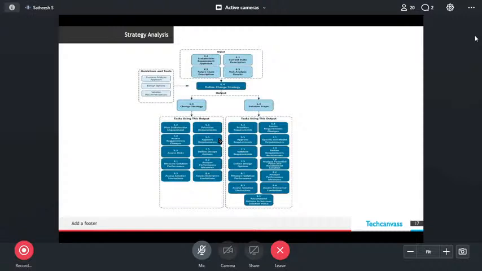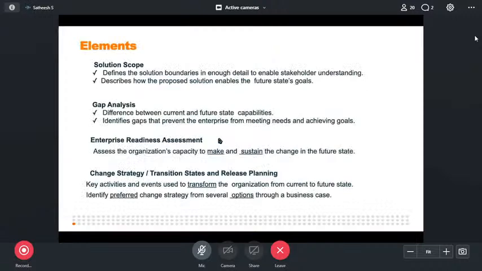Solution scope, you already know: what are all the key capabilities and processes that will be there in the future state, the future application. That document covers what is in scope and what is out of scope. Scope modeling and everything you do, and you prepare the solution scope document. In the change strategy, you talk about the transition, how you are going to achieve it, and in between what checkpoints we can keep: a 3 month plan, a 6 month plan, release management. You write down clear steps. That document is called the change strategy document.